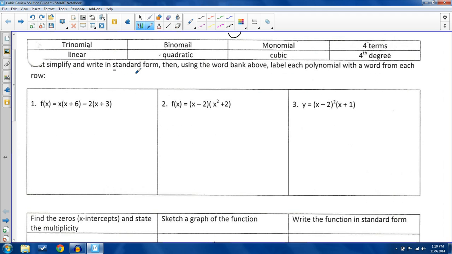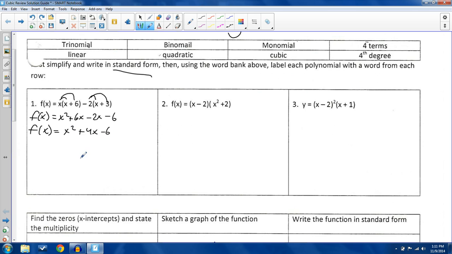Write in standard form, so we have to expand all of this. Using the word bank, label each polynomial with a word from each row. So we're going to call it something after we expand it. Distribute your x and your negative 2. We'll get f of x equals x squared plus 6x minus 2x minus 6. Combine like terms, x squared plus 4x minus 6.